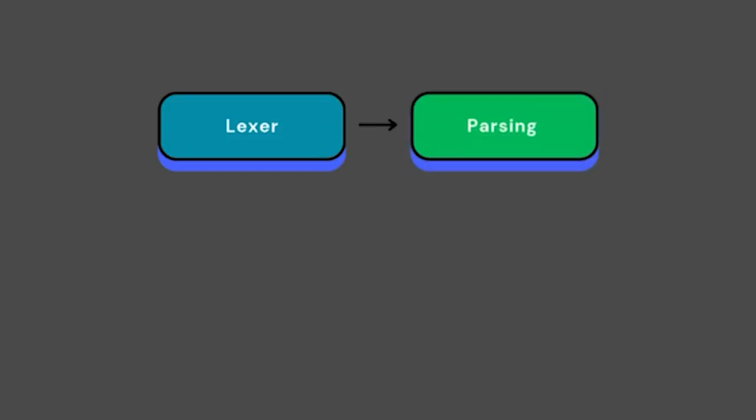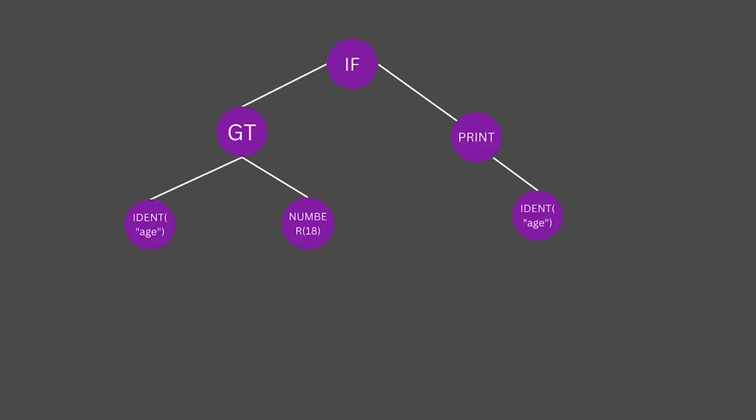Stage 2. Parsing. It takes those tokens and builds a tree structure, the abstract syntax tree or AST. This tree represents the actual meaning and grammar of the code, the relationship between parts. For example, it understands that age greater than 18 is a condition inside an if block.